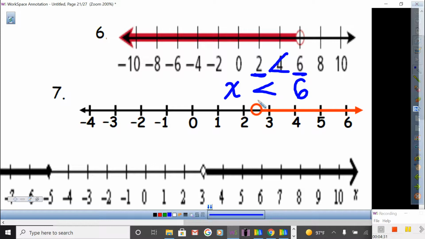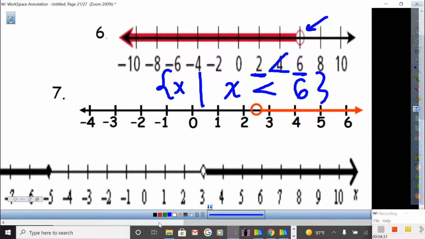Now, do we need an equal sign? Look at the point. Is it a closed point? No. We leave it like that. And now that we have our inequality, we just write solution set of x such that, and you close it. Write that down, please. Make sure you get that. I need you guys to be solid on these solution sets, please. Okay?